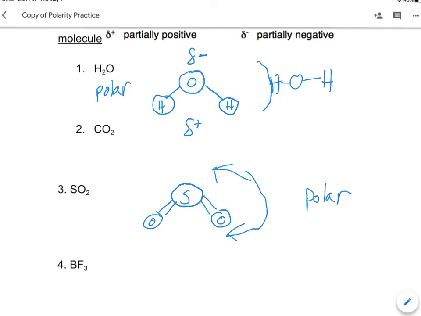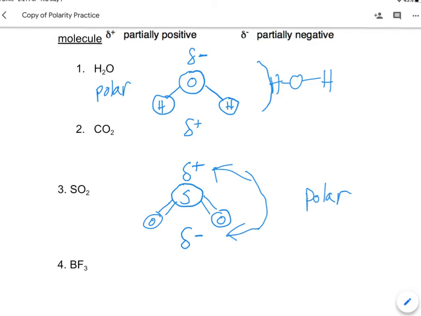Now in this case, oxygen is more electronegative than sulfur. So the oxygen side, sort of the bottom, is going to be the negative side, and the sulfur is going to be the positive side. Remember, the more electronegative side is going to be the negative side.